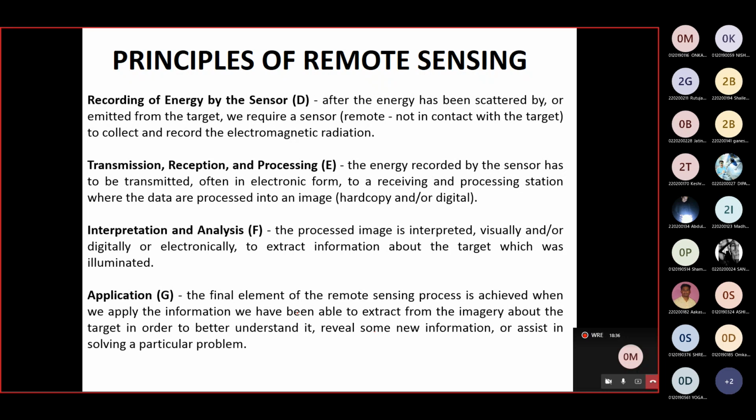We can get this data and make use of it in solving particular problems which are related to the ground surface. And this is a very important thing; these principles are considered a very important part. So these seven elements or seven principles comprise the remote sensing process from beginning to end. You need to understand these principles very clearly. If some principle is not clear, then carrying out the remote sensing process will not be of any use.